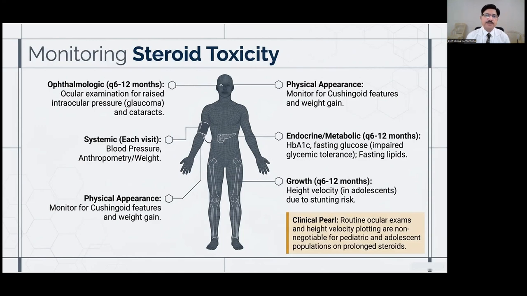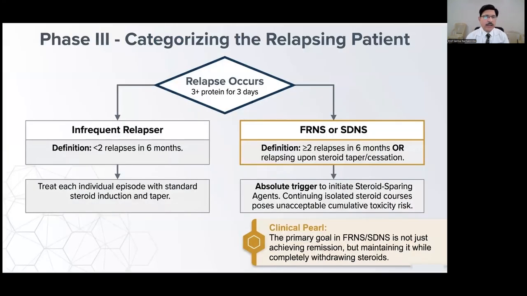For glaucoma. Now, phase 3, categorizing the relapsing patient. Relapse occurs with 3 plus protein for 3 days. That is the definition of relapse. Okay, patient remitted, but he again got 3 plus proteinuria on 3 consecutive days. Relapse occurred. Is he an infrequent relapser or a frequent relapser? Infrequent relapser: less than 2 relapses in 6 months. Treat each as an individual episode. If it is independent, occurring less than 2 relapses in 6 months, treat it as a fresh episode, each one, just as what we have.